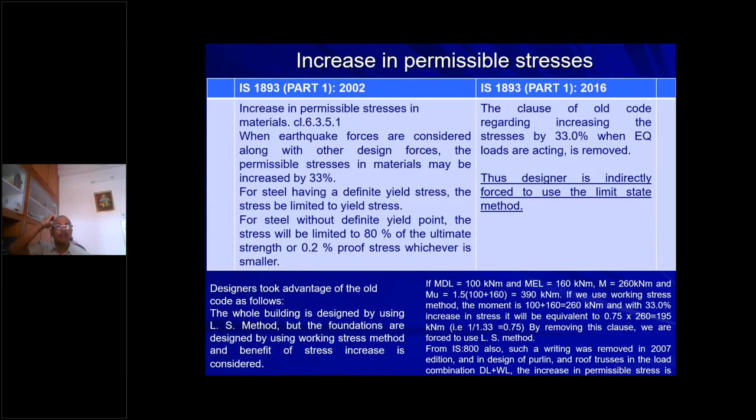Then coming to the increase in permissible stresses, this is very important. In the earlier code of practice, whenever there were earthquake forces, when we were doing the permissible stress method design, we used to take a 33% increase in the stresses. But that 33% clause of the old code has been removed. With this, because you cannot take the 33% increase, you cannot take the advantage of the permissible stress method. So the code's intention is that you must use the limit state method. In the limit state method, we don't take that 33% increase in the stresses. So the code intends to design the structures by following the limit state method because of the removal of this particular advantage.